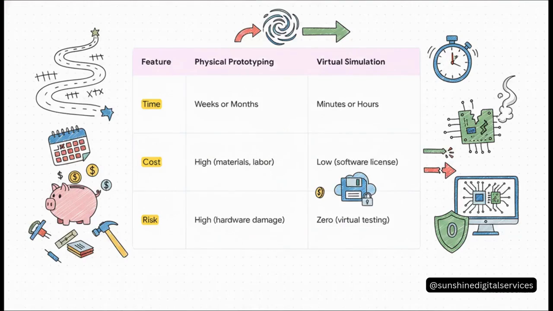And the difference is just staggering. Seriously, look at this. We're talking about shrinking a development timeline from months down to a matter of hours. The cost plummets from thousands in materials and labor to basically the price of a software license. And the big one, the risk of frying expensive hardware, it drops to zero. This isn't just an improvement, it's a whole new way of building things.